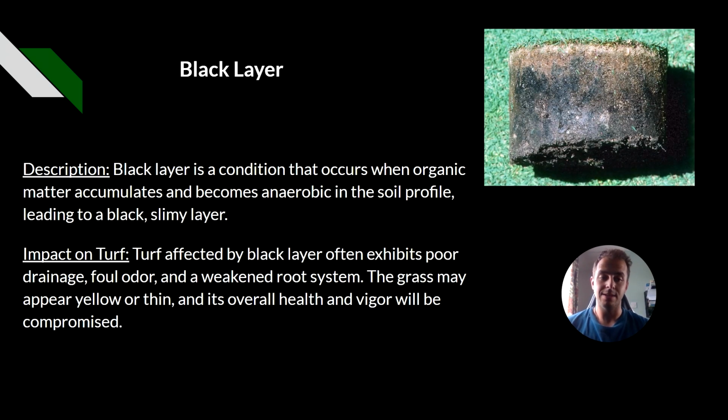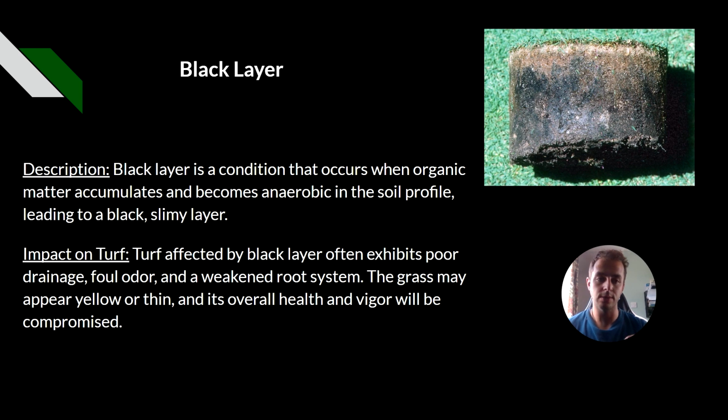So black layer is a big one, probably not for football unless it's a lower level, because they tend to do coroughing of pitches and renovations. This is more of a local golf course, grassroots football, grassroots rugby sort of situation, or potentially in your lawns. So the description of black layer is it's a condition that occurs when organic matter accumulates and becomes anaerobic in the soil profile, leading to a black slimy layer.